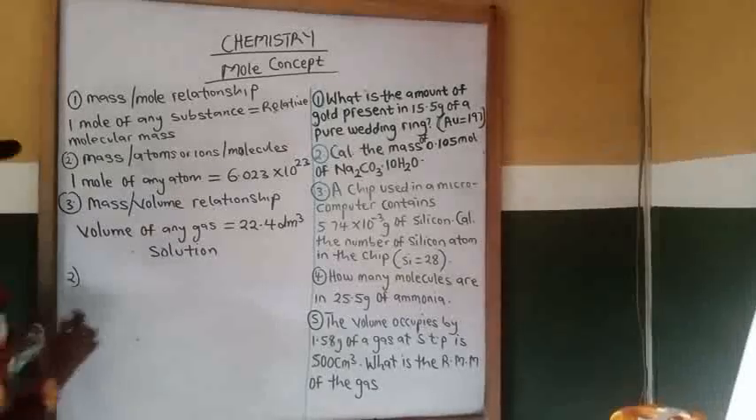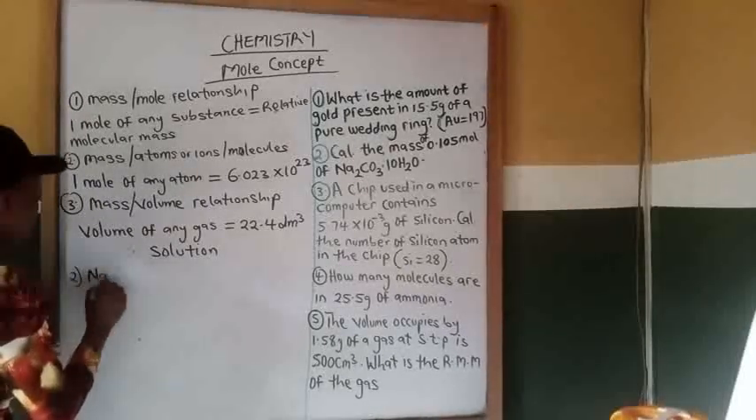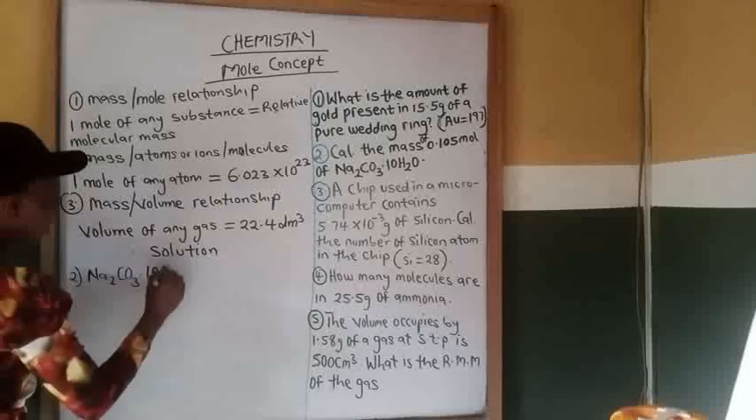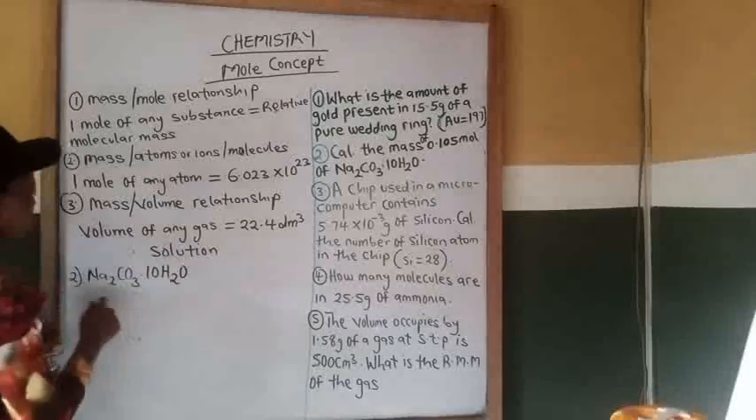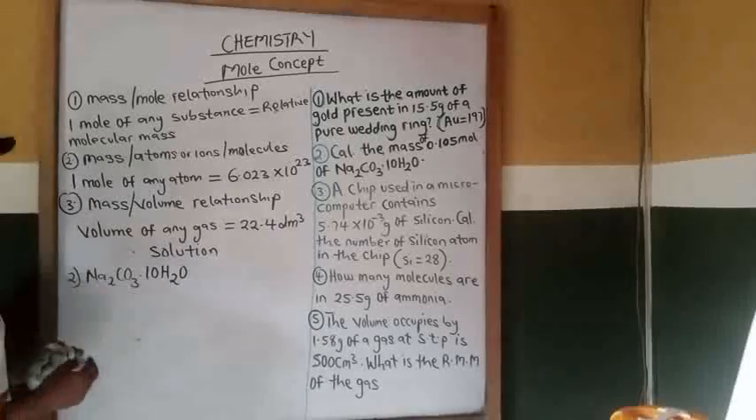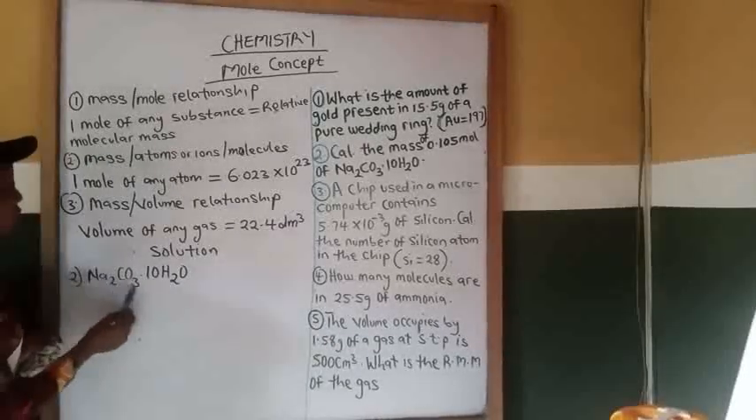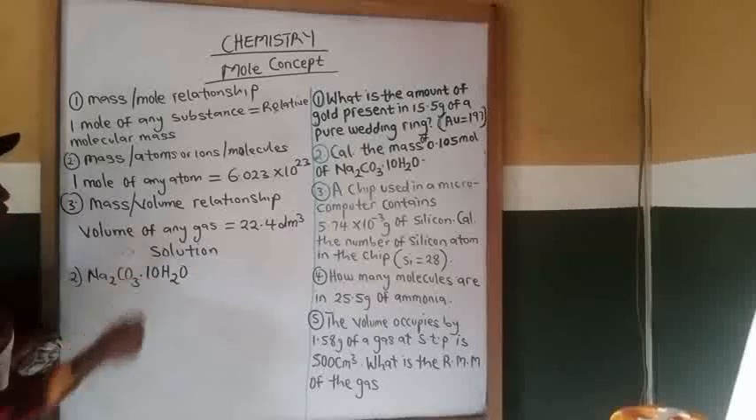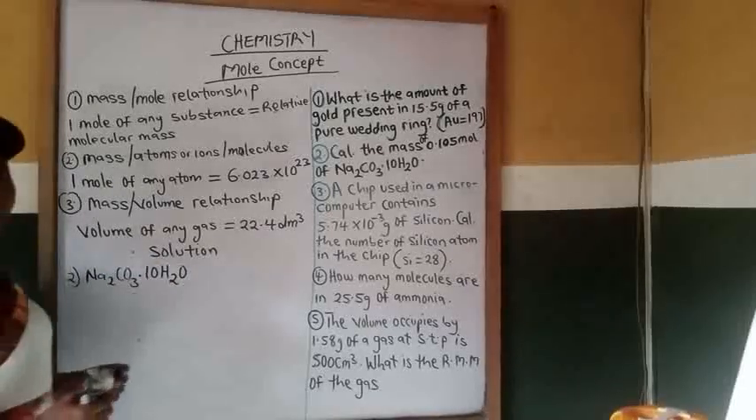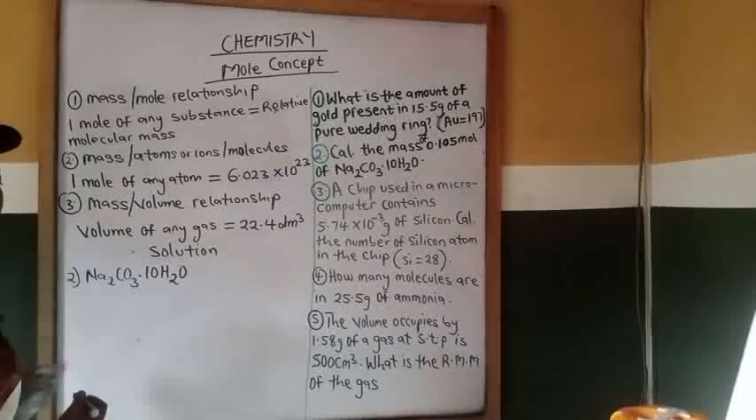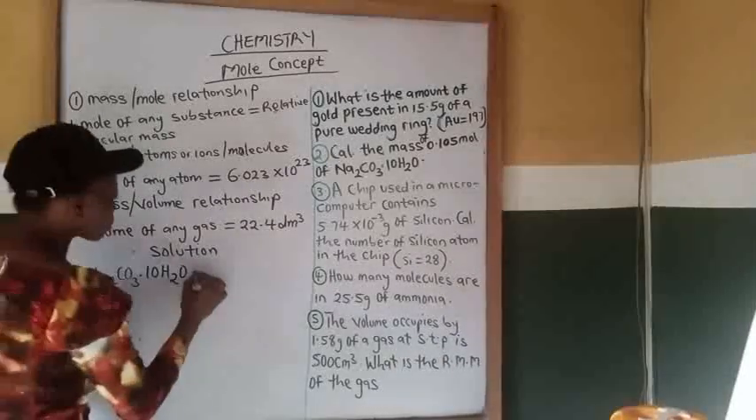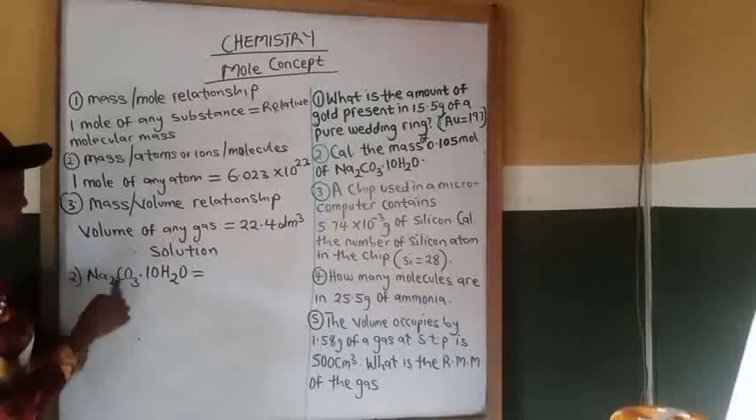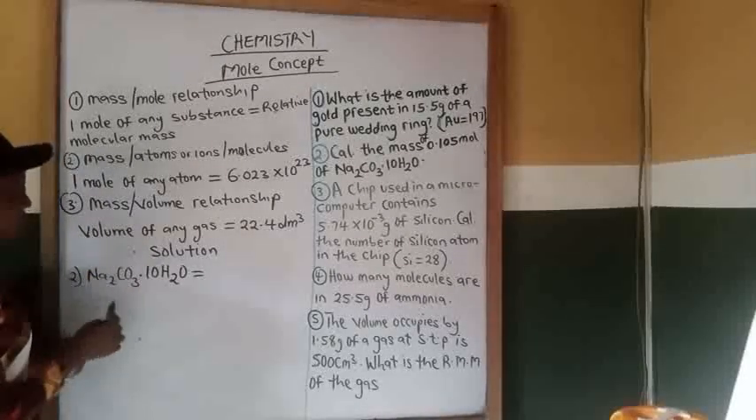So we need the molar mass of Na2CO3.10H2O. Then what is Na2CO3.10H2O? That's sodium carbonate decahydrate. Now let's look for the molar mass. So you look for the atomic mass of each element present in this compound and you add them together.